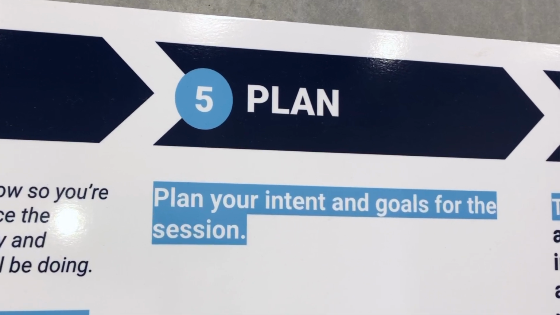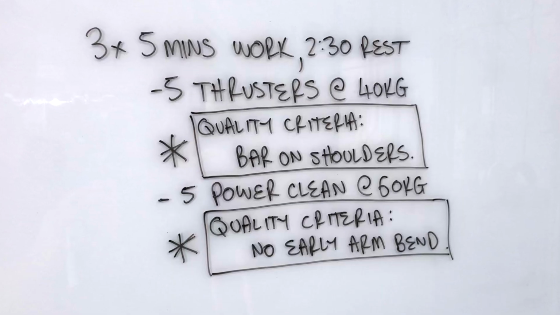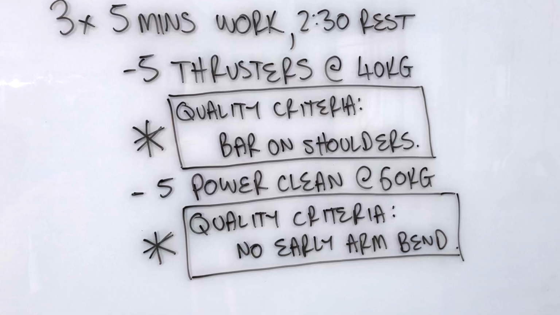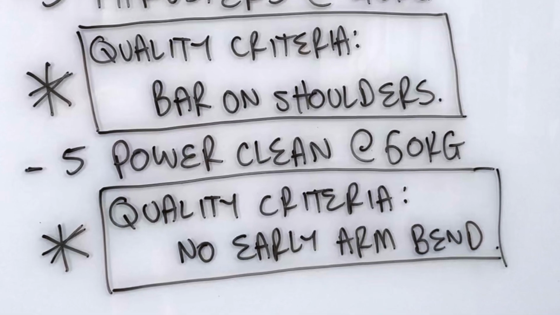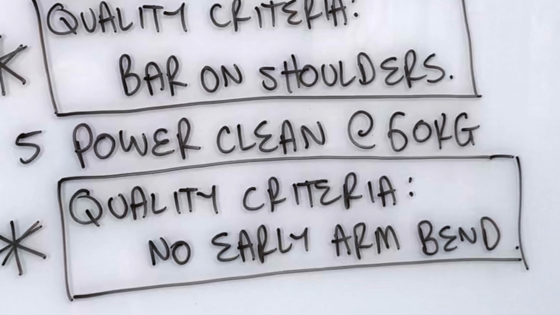In step 5, you plan your goals and intent for the session. You can work out your strategy and identify the quality criteria for that session. A series of boxes that you have to check to ensure good quality, safe, efficient and effective movement. For optimal movement patterns, you should only be counting the reps that meet these quality criteria. Following this, you'll complete your training session, which of course will come from your unique and individualized ROM programming.